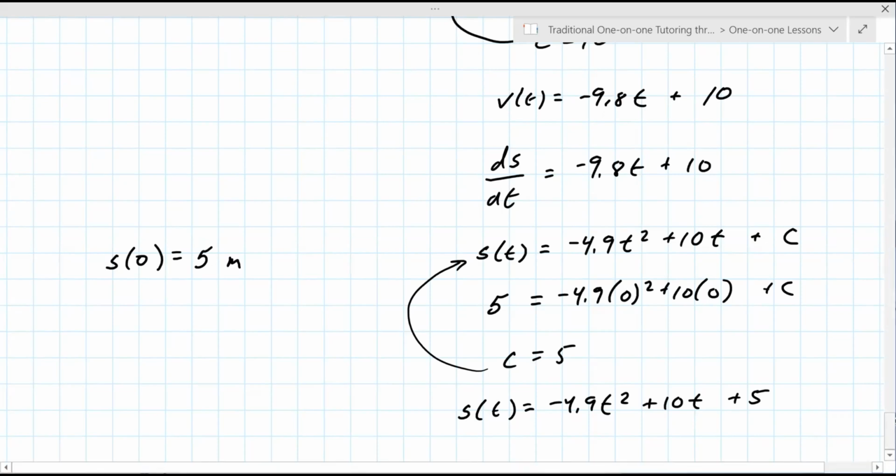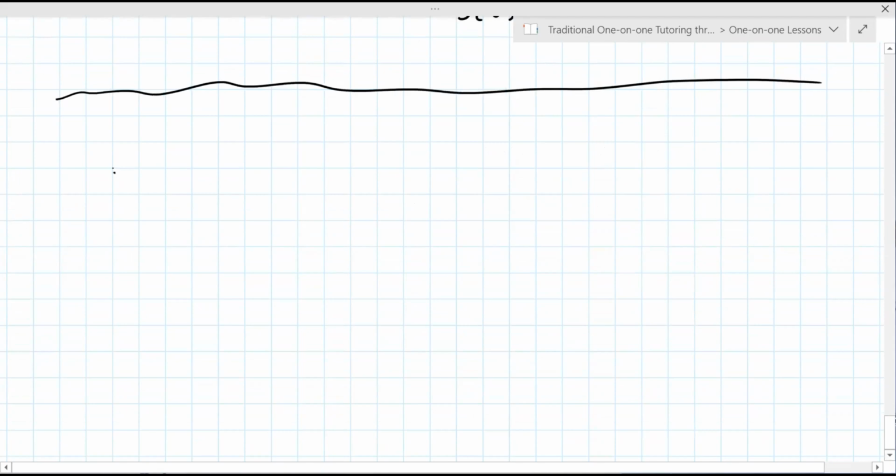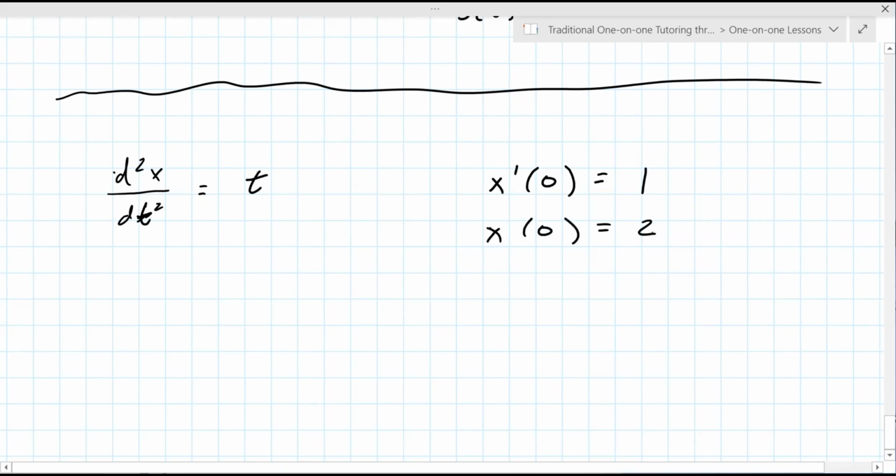Okay, so let me give you an example, something more like you would see in your classroom. So this is something you might see: d squared x over dt squared equals t. And x prime of 0 equals 1, and x of 0 equals 2. Okay, so you might think, well, how do I use that?